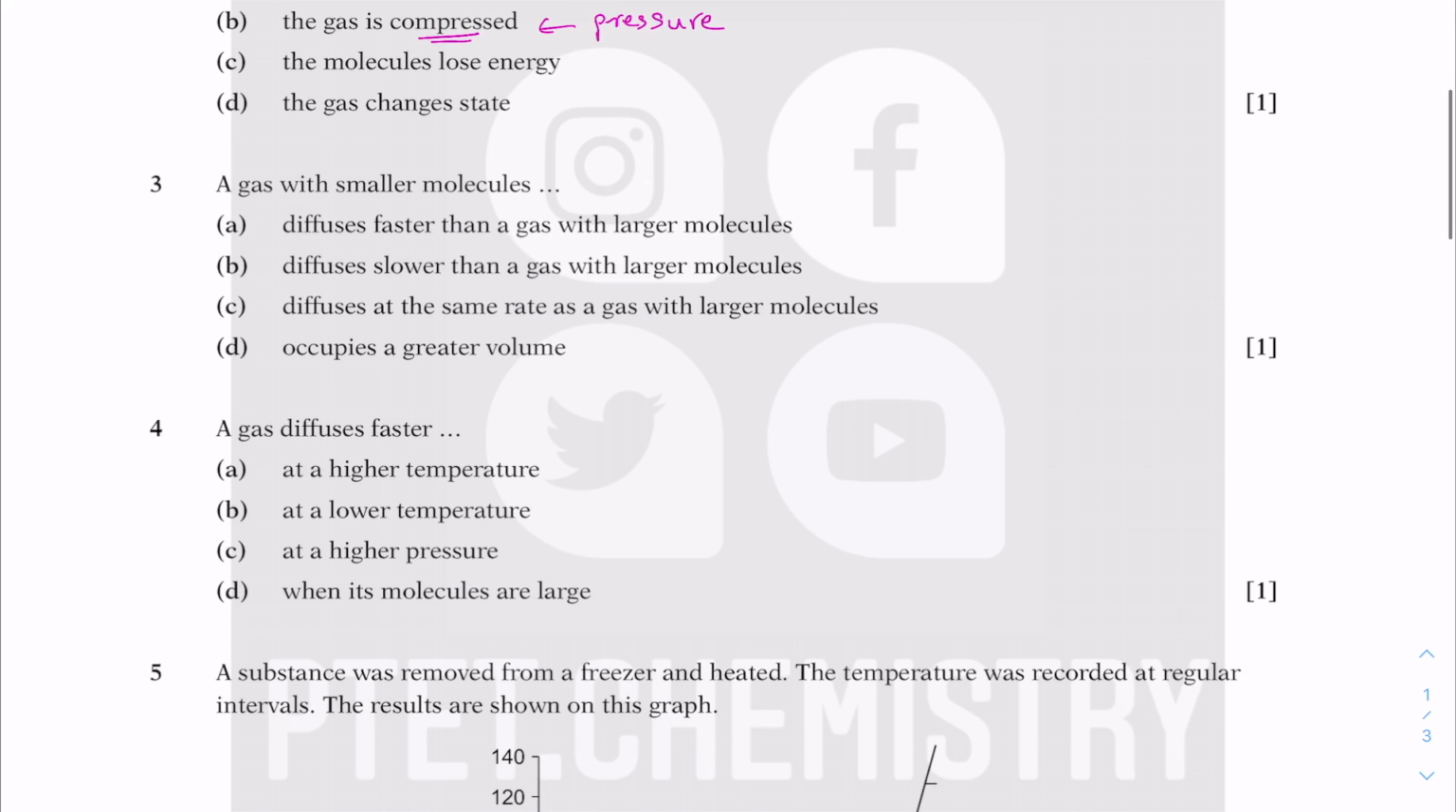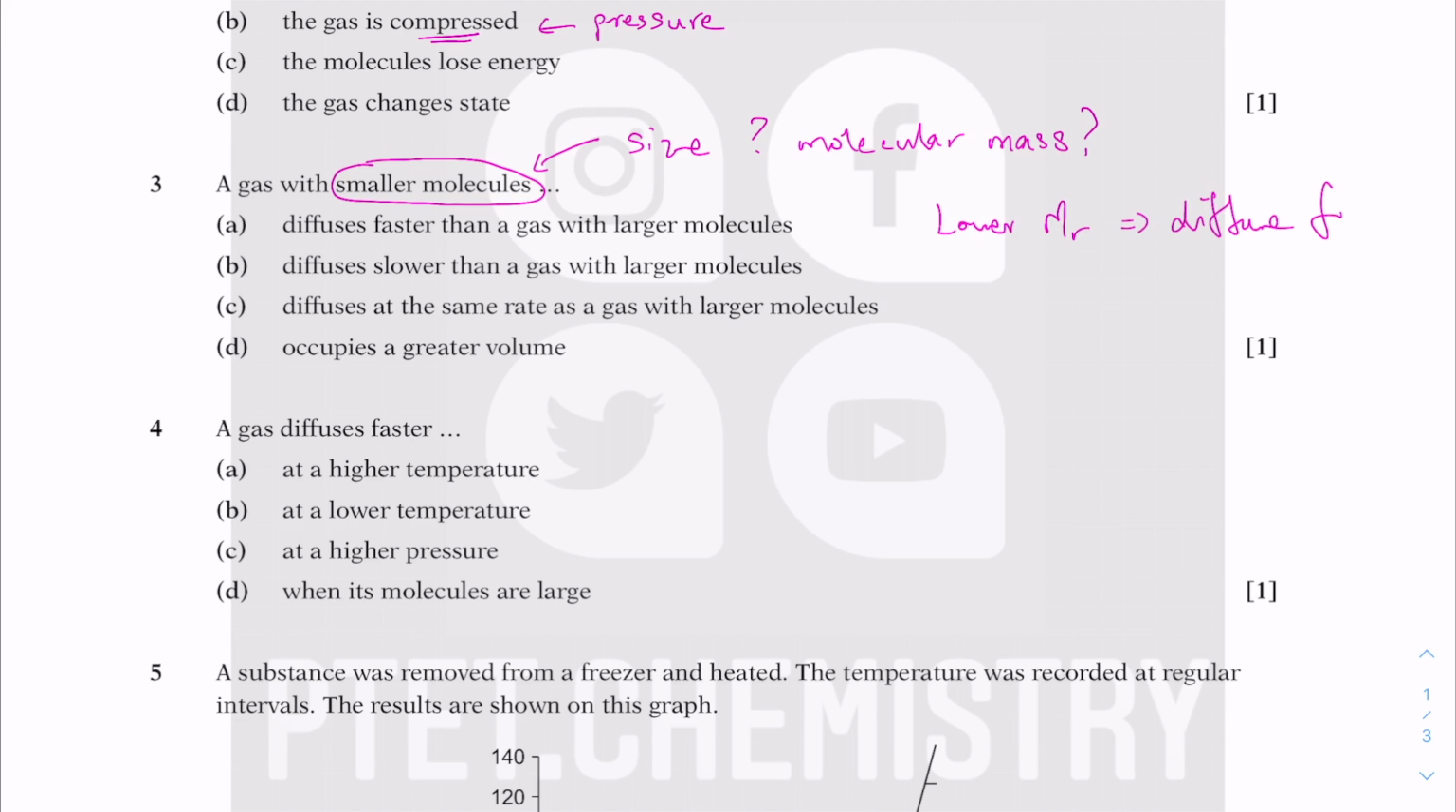All right. Question 3, a gas with smaller molecules. Smaller molecules could mean size, could mean molecular mass, but something which is smaller would also most likely mean that they have a smaller molecular mass. And when you have lower molecular mass, that would mean that you diffuse faster because you can travel faster. So you will diffuse faster than a gas with larger molecules. That is correct.